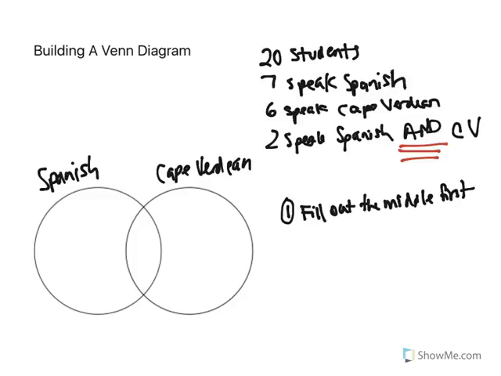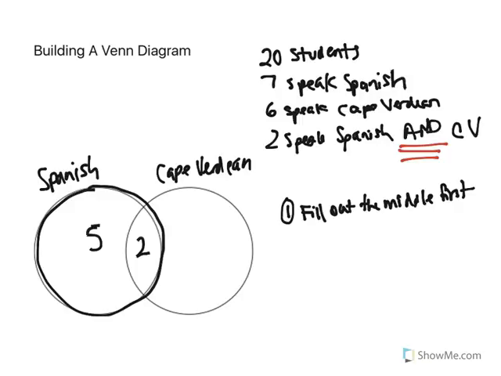6 students speak Cape Verdean. 2 students speak Spanish and Cape Verdean. So we always fill out the middle first. We have 2 students in the middle that speak Spanish and Cape Verdean. We have 7 students that speak Spanish and 6 students that speak Cape Verdean. So we have 7 students that speak Spanish in general. So that is including the 2 students that are in the both category. And this will give us a 5. 5 students speak Spanish only. 2 students speak both Spanish and Cape Verdean. 7 students total speak Spanish.